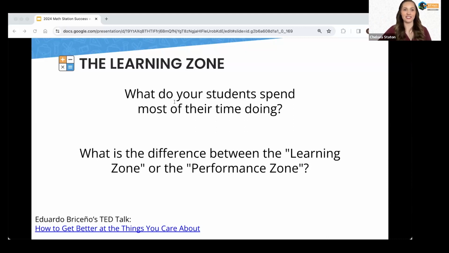My husband was a football coach, so we've spent lots of time on the football field. I live in Texas. We love our football. So a football game would be your performance zone. That is where the skills that we practice need to happen. It's high stakes. Mistakes can be really costly.